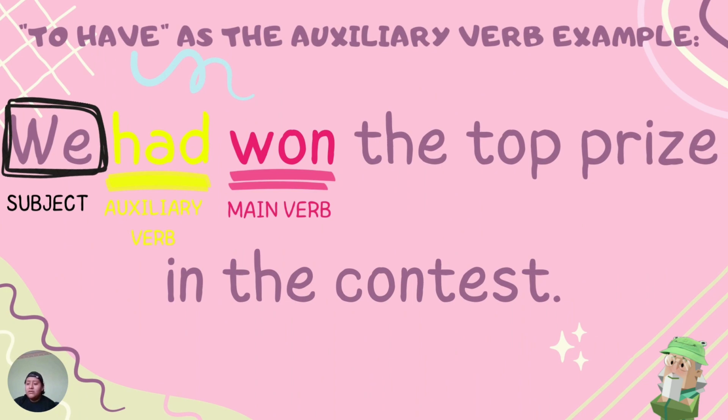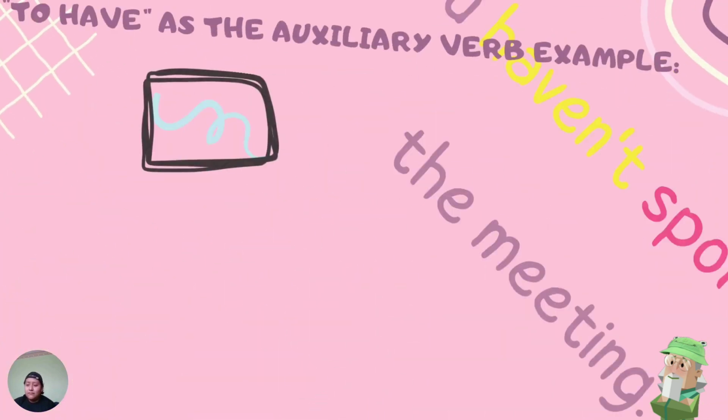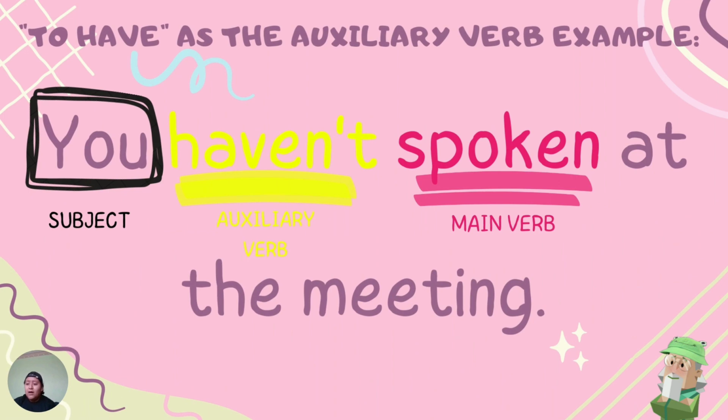We had won the top prize in the contest. The main verb is won and the auxiliary verb is had. You haven't spoken at the meeting. The main verb is spoken and the auxiliary verb is haven't.